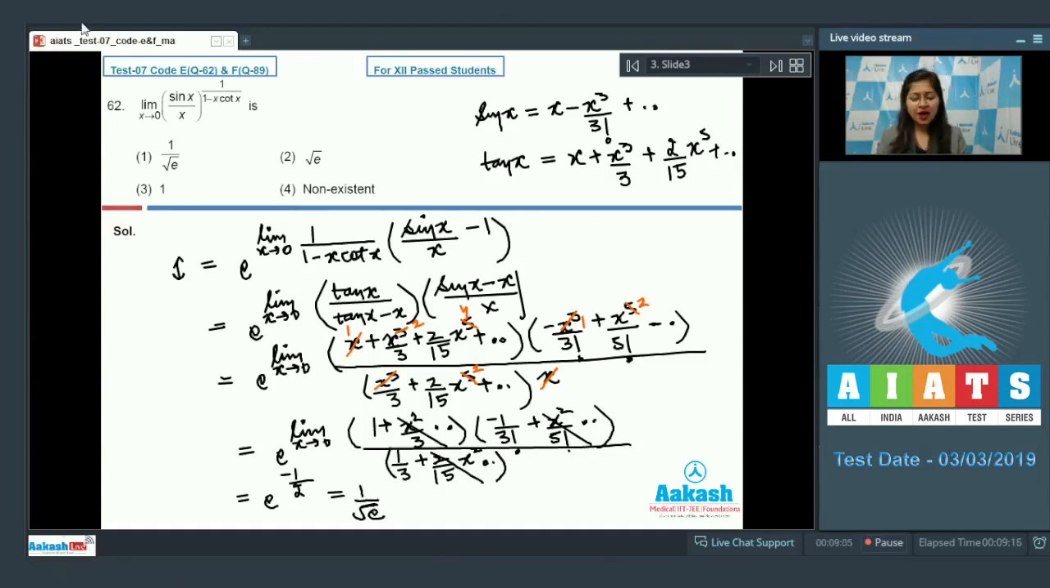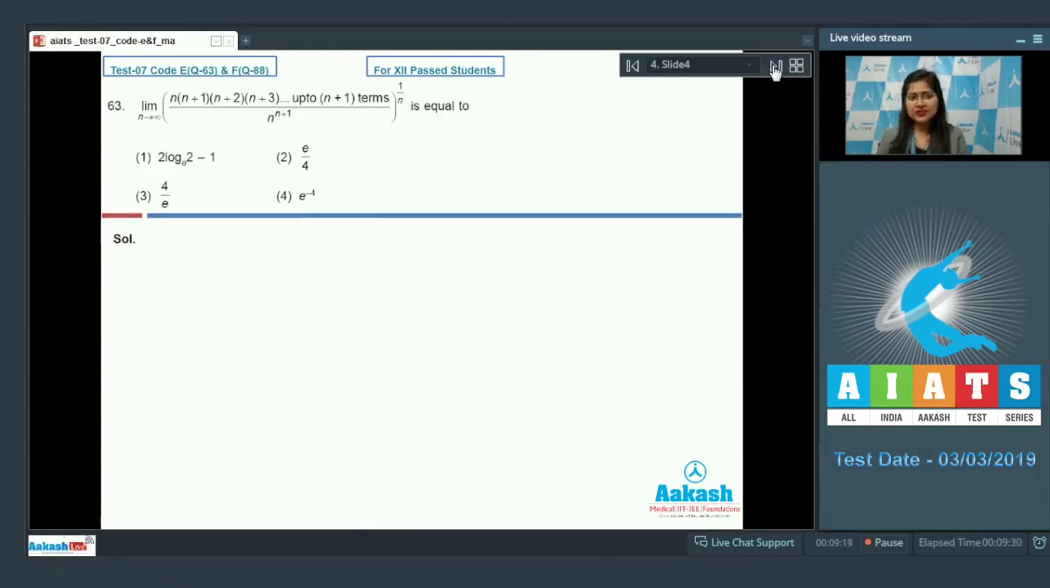Hence, the correct answer is option number 1. Next, let us discuss question number 63, which says: limit n tending to infinity, [n into (n plus 1) into (n plus 2) into (n plus 3) up to (n plus 1) terms] upon n raised to the power (n plus 1), whole raised to the power 1 by n, is equal to.